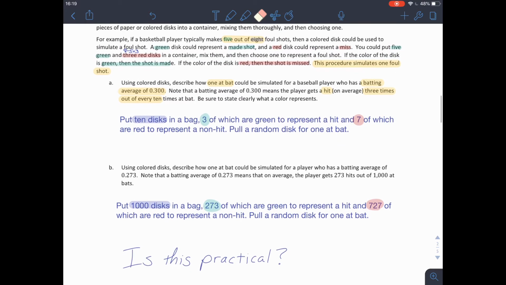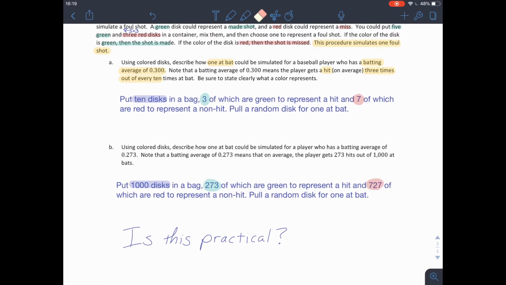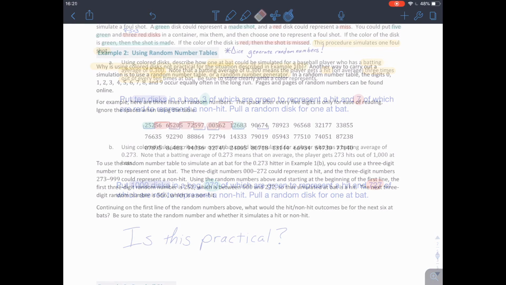So, I mean, that seems pretty straightforward to talk about, but is it really practical to get 1,000 discs or something else colored and then count out 273 of one color and 727 of another color? Not really. So instead of using discs for something that has a larger set of things that we need to work with, we can use a different strategy.